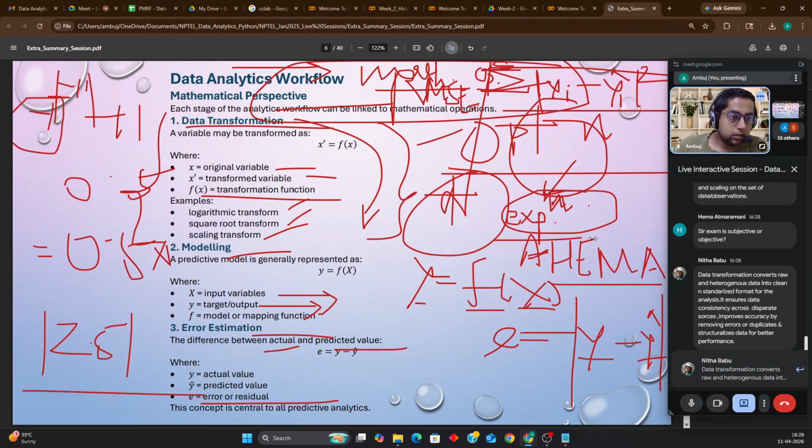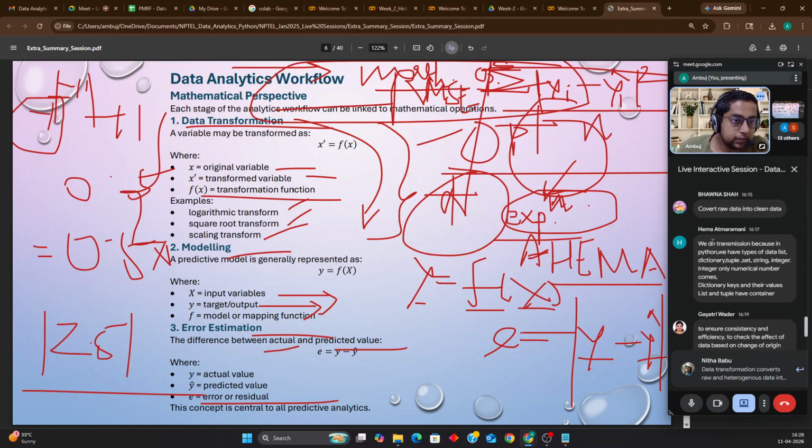So, data transformation converts. Reading this answer: "We do transmission." This would be transformation because in Python we have types of data: list, dictionary, tuple, set, string, integer. Only numerical number comes, dictionary keys and their value, list and tuple have containers. That is why you are doing data transformation.